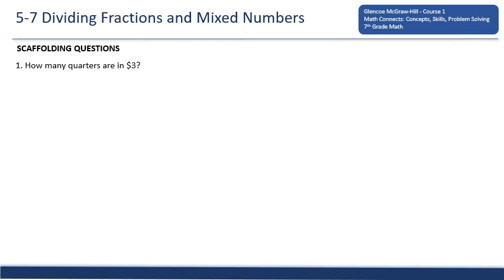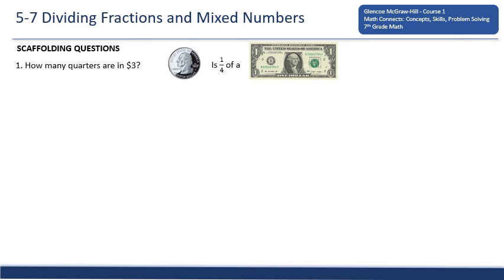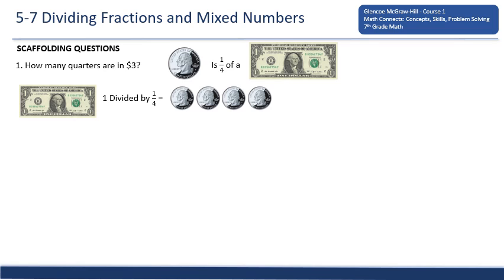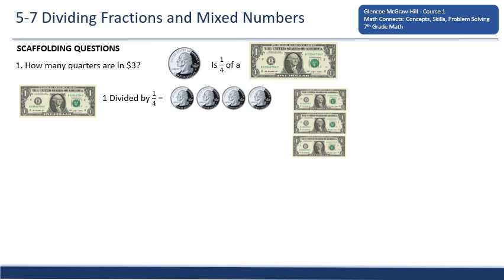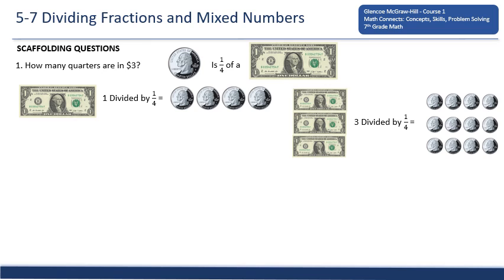Scaffolding questions. How many quarters are in $3? So there's a quarter, and it is 1/4 of a dollar. If we have $1, how many quarters are in $1? It would be 4, right? 1 divided by a quarter is 4. So in $3, if we have 3 divided by a quarter, we're going to get 12.